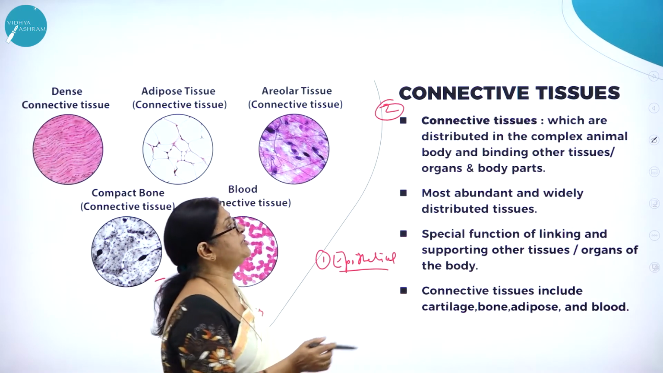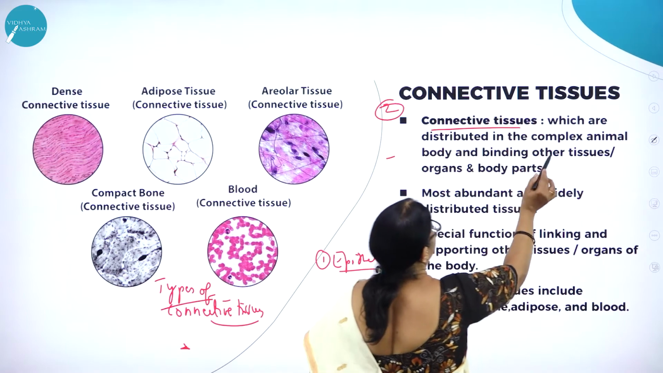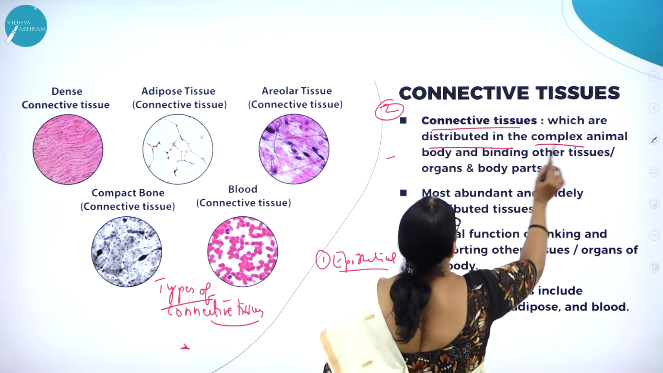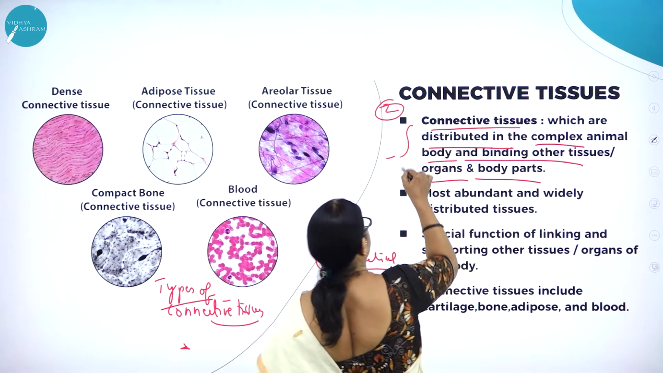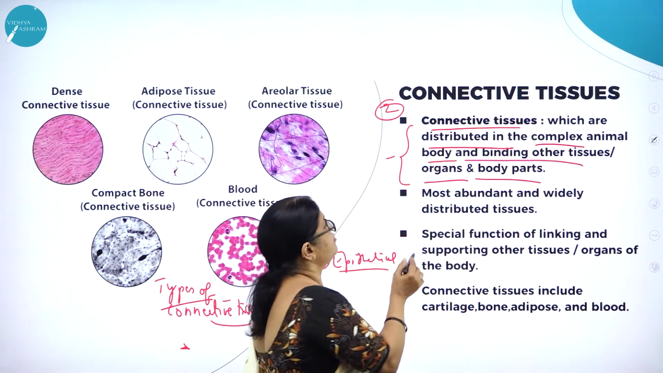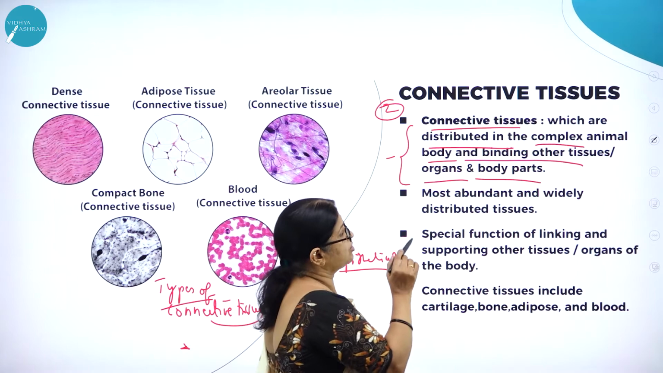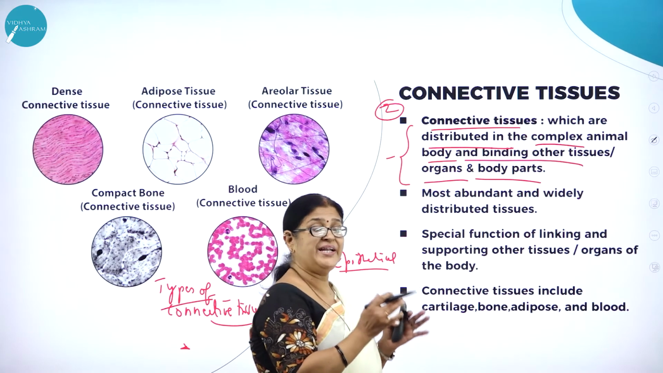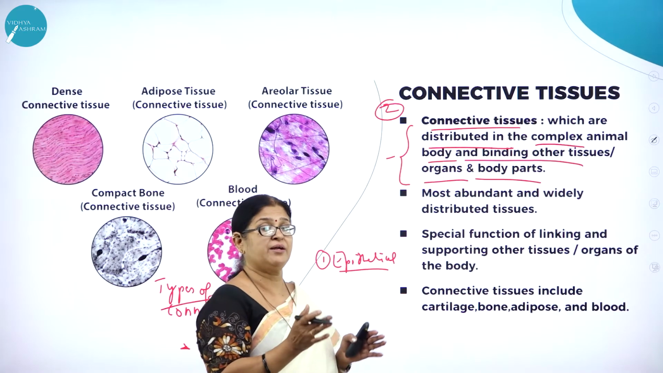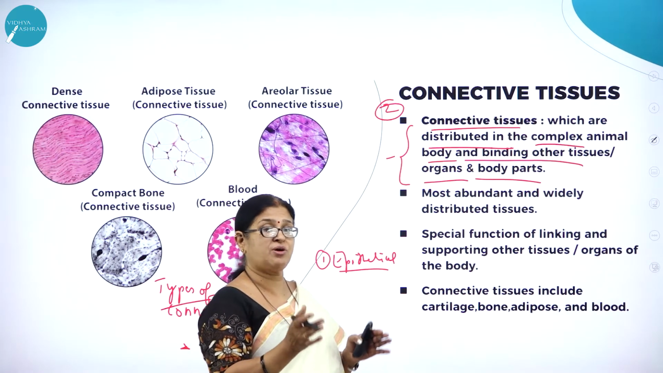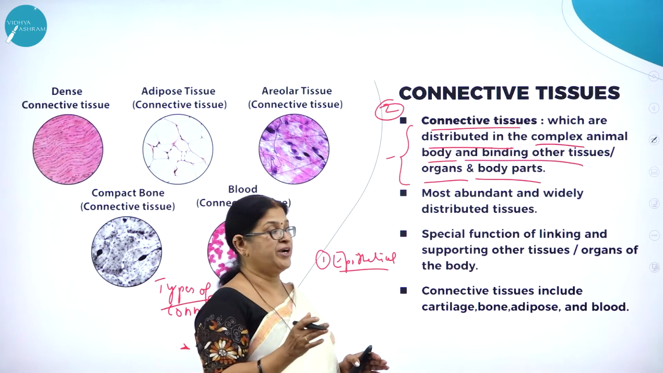So what is a connective tissue? The very word itself will tell you. They are distributed in the complex animal body and bind other tissues, organs, and body parts. As I said, the very word itself will tell you. Connecting means binding. Binding tissues to tissues, organs to organs, and the body parts.